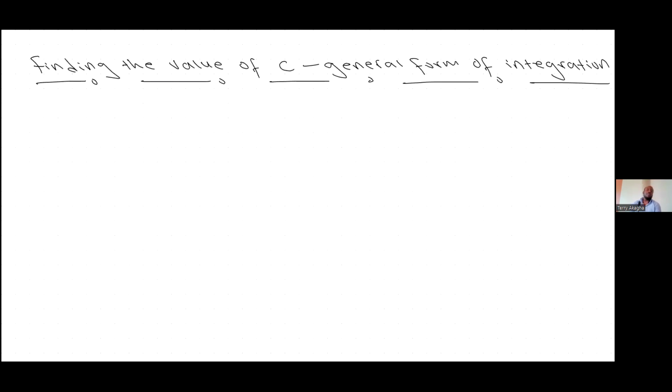So as said in the previous video, in order to find the value of C, you need extra information, okay? So here, one of the things you need to keep in mind, we need extra information.